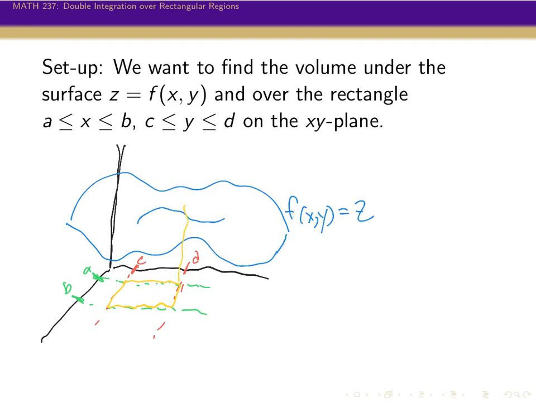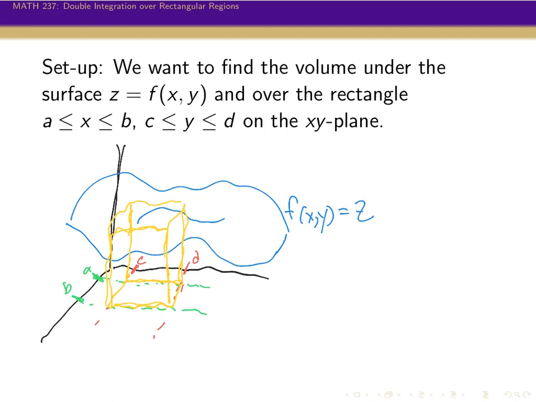And then this is going up and curving, cutting out a volume that goes up to the surface. The top of the volume is the surface f of x y equals z, and the sides look like the sides of a box.